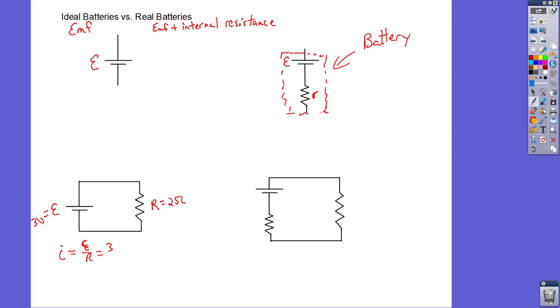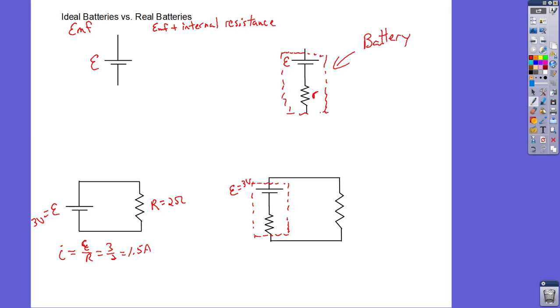So we're going to have 3 over 2, so we're going to have 1.5 amps of current. Okay. And a lot of times we do deal with ideal batteries, probably far more often than not. But sometimes they talk about a real battery with internal resistance. So if the side of your battery says 3 volts, then that basically means the EMF is equal to 3 volts.